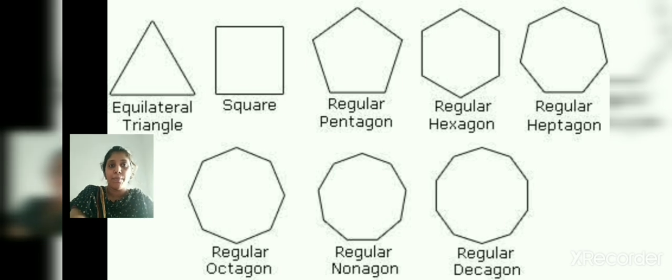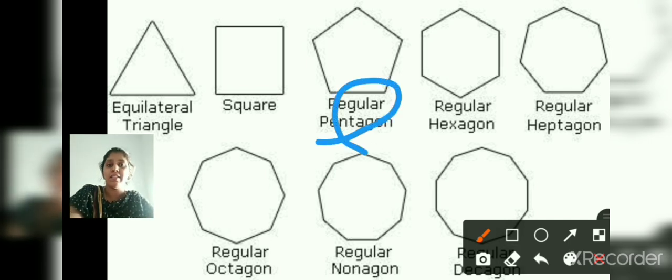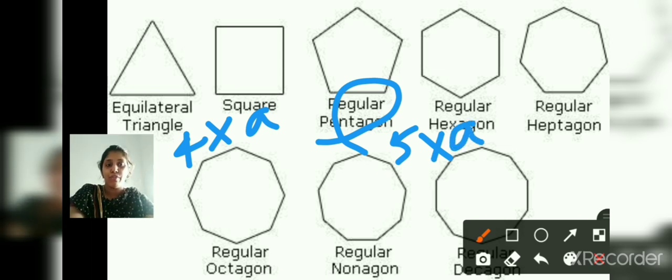If a regular pentagon is given, what will be the formula? Pentagon means 5 sides. For a square, what was the formula? It is 4 into the side, so 4 into a. For a pentagon, it has 5 sides, so how can we find the perimeter? It is 5 into a. In the same way we can find it for other shapes also. Clear, children?